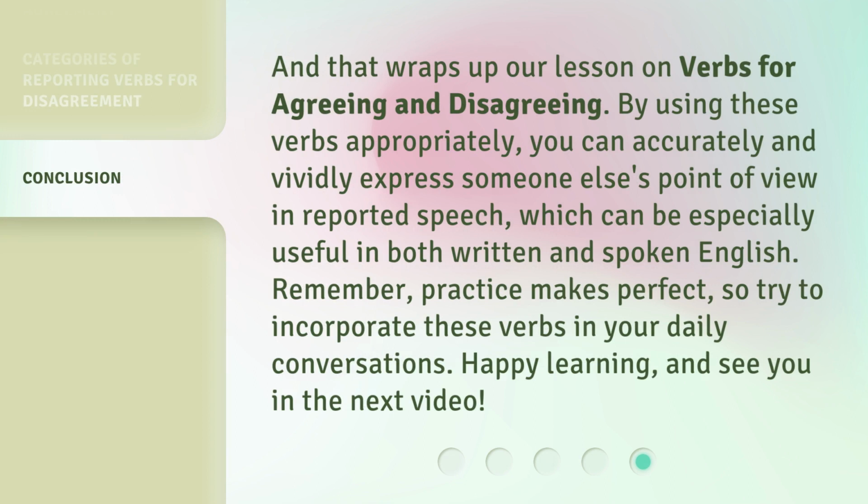And that wraps up our lesson on verbs for agreeing and disagreeing. By using these verbs appropriately, you can accurately and vividly express someone else's point of view in reported speech, which can be especially useful in both written and spoken English.